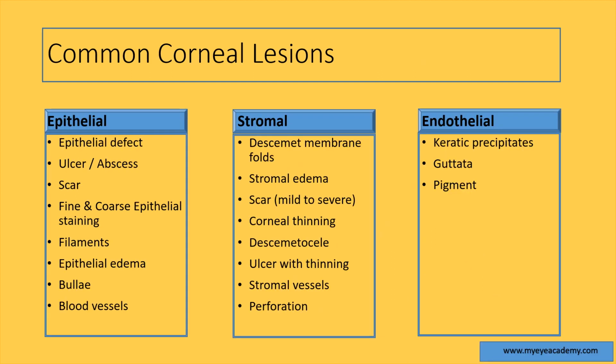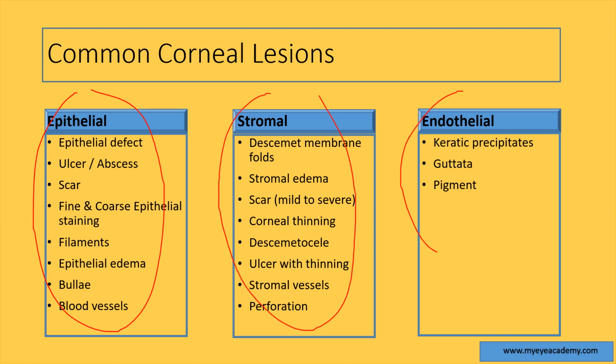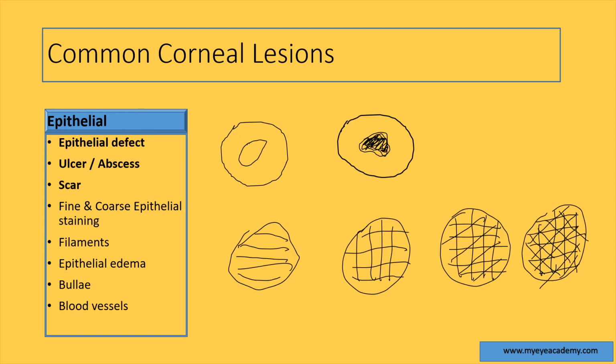Now these are the conditions which we are going to describe in the next few slides. These are all epithelial lesions, these are all stromal lesions, and these are all endothelial lesions. Let's see them one by one. First of all, the common epithelial lesions. First one is epithelial defect. You draw it like this, and if it is an ulcer, you draw it and then fill it with the same color to note that this is an ulcer.